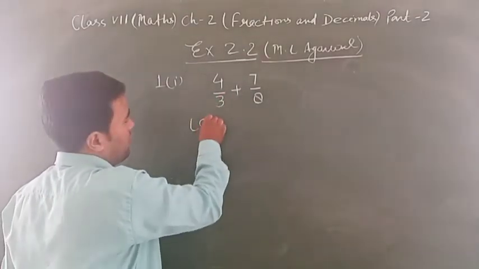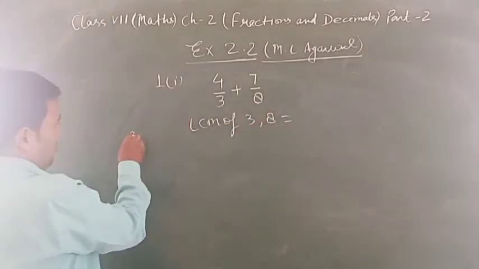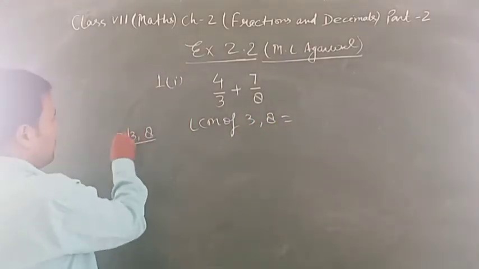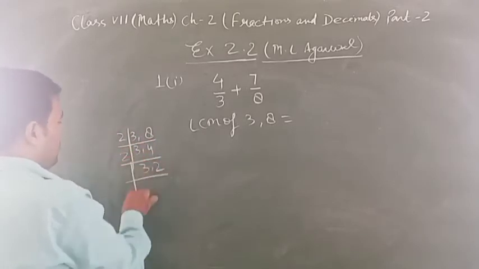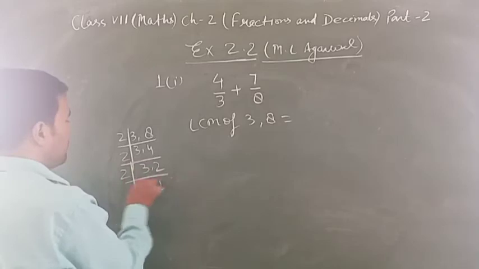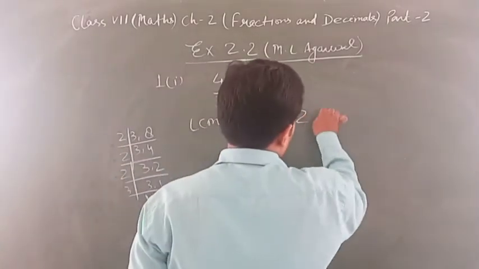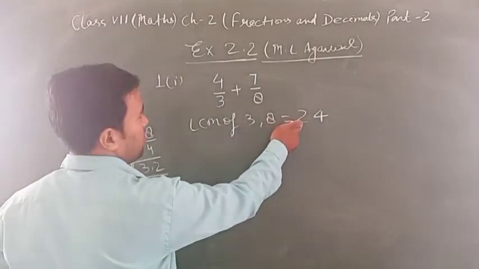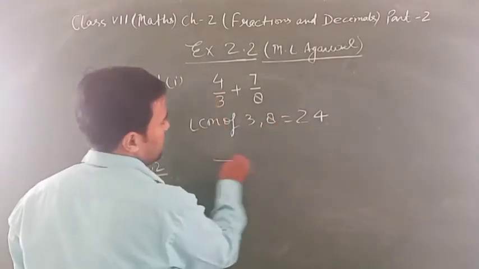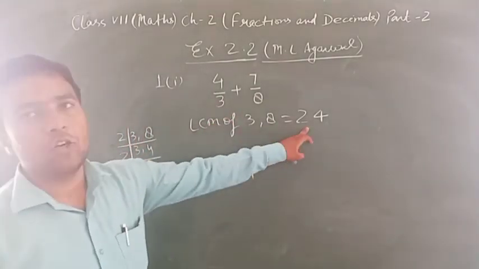LCM of 3 and 8. 2 4 is 8. 3 1 is 3, 2 2 is 4, 2 4 is 8, 3 8 is 24. So 3 8 is 24, which means LCM of 3 and 8 is 24.